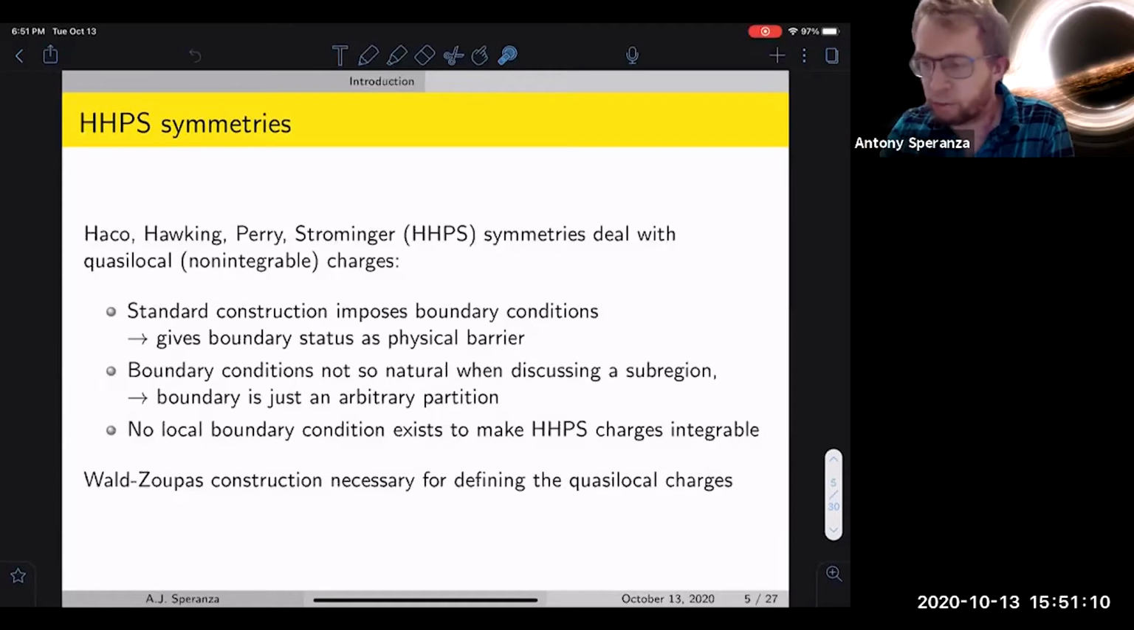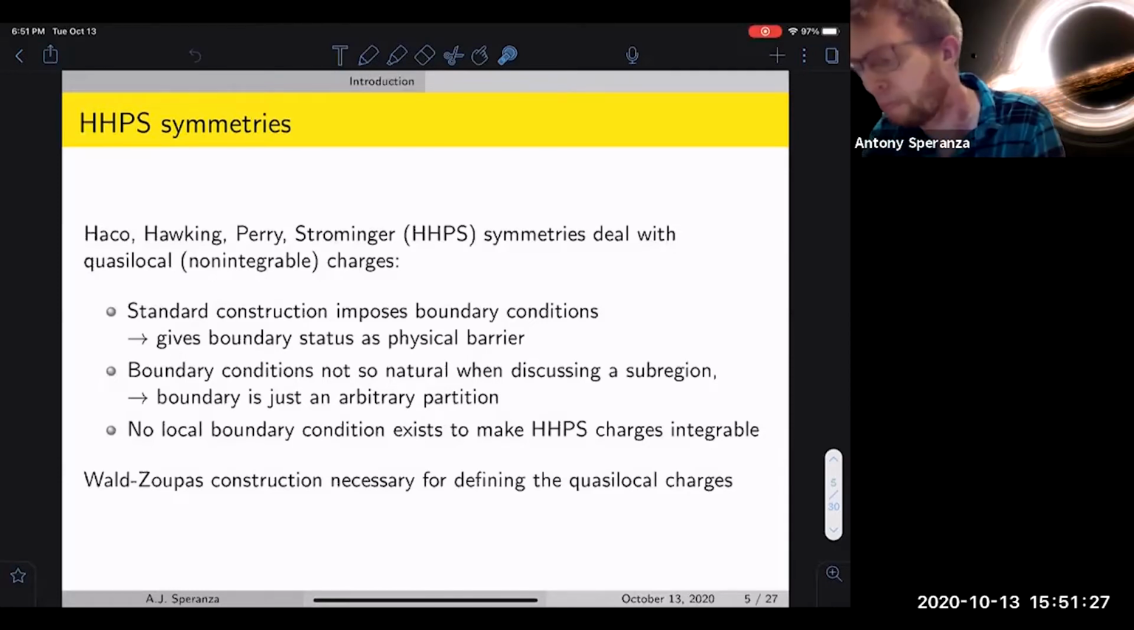The other reason this is important for this specific class of transformations that HHPS considered is that there's not really a local boundary condition on the horizon that you can impose to make the charges integrable. Basically, any sort of local boundary condition is going to kill the degrees of freedom that you're interested in.